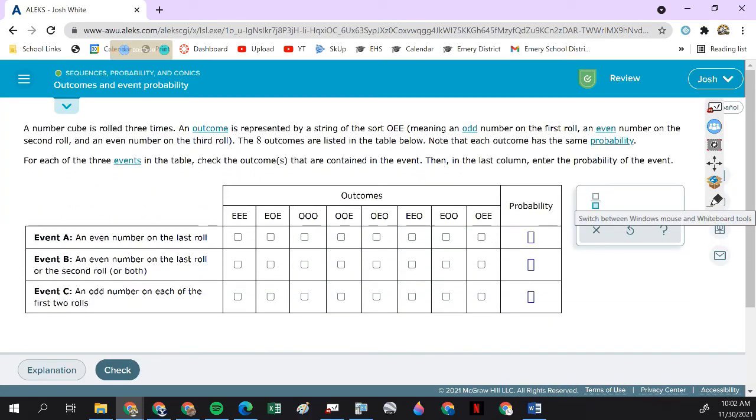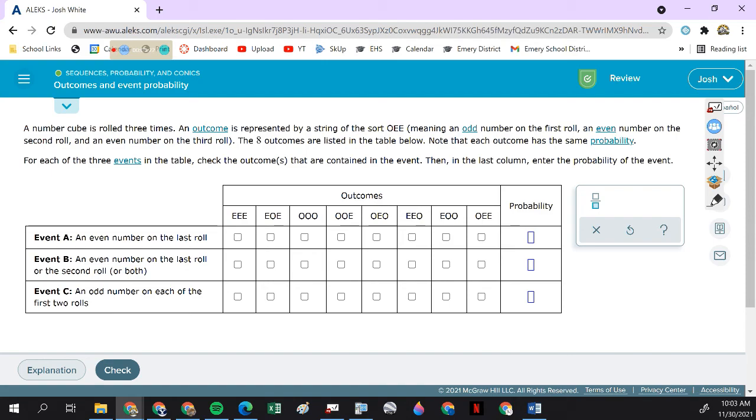Okay, a number cube is rolled 3 times. An outcome is represented by a string of the sort OEE, meaning an odd number on the first roll, an even number on the second roll, and an even number on the third roll. The 8 outcomes are listed in the table below. Note that each outcome has the same probability. For each of the 3 events in the table, check the outcomes that are contained in the event. Then, in the last column, enter the probability of the event.